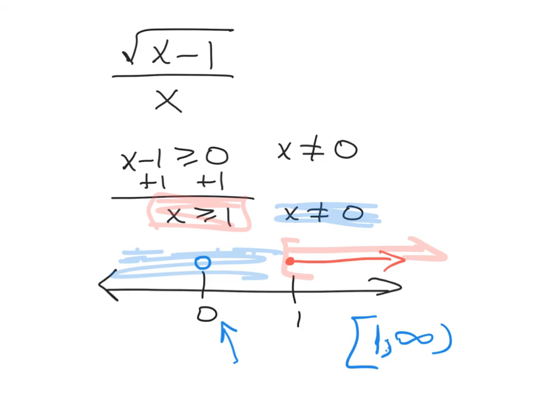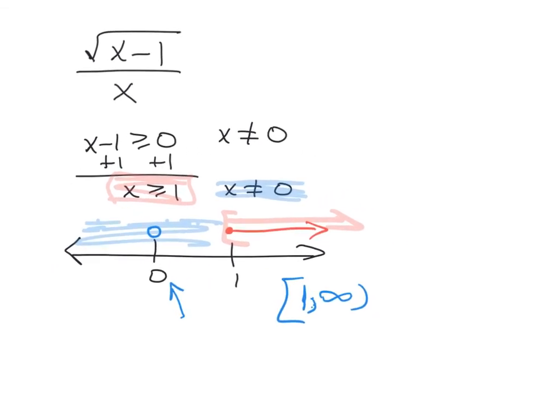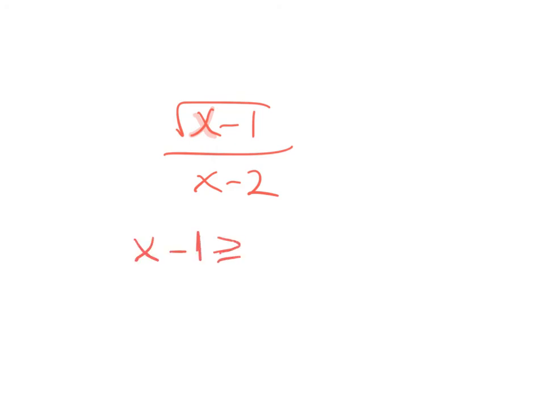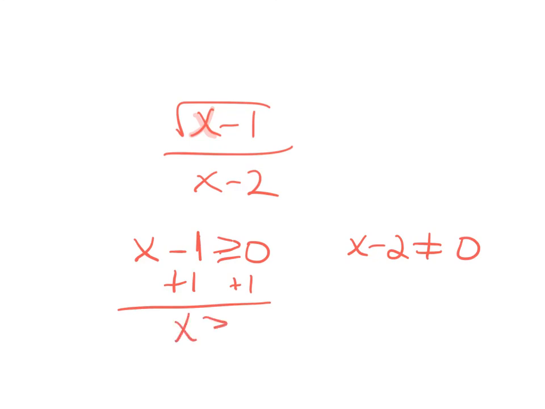Okay, so he said, what if x is not equal to 2? So let's make a new problem. Let's do x minus 1 under the radical, and then x minus 2 in the bottom. So again, I would take my numerator, set it greater than or equal to 0, and the denominator, x minus 2 can't equal 0. So here I would add 1, and get x has to be greater than or equal to 1. Over here, add 2, so x can't equal 2.